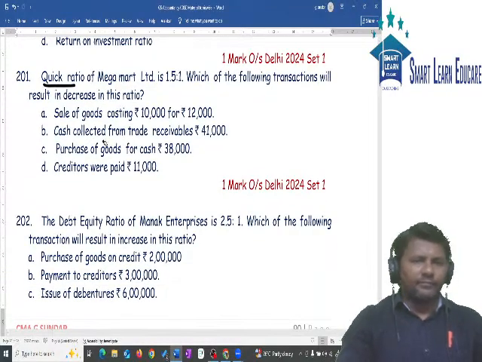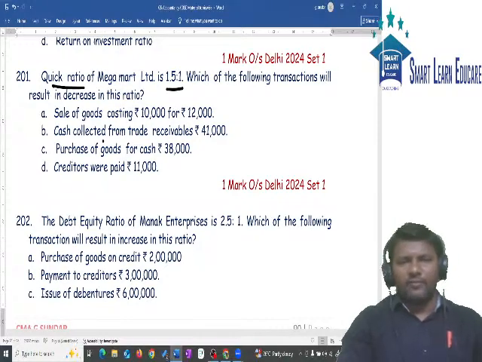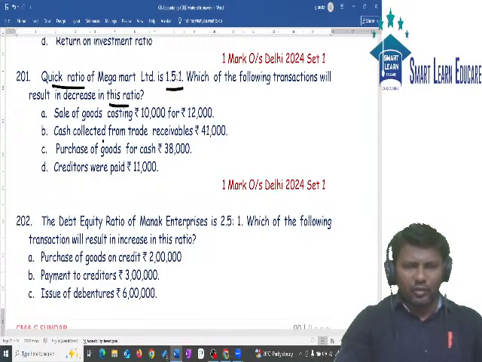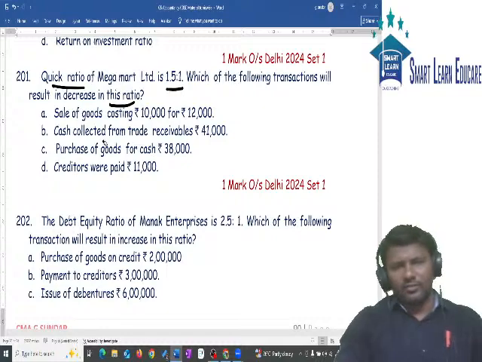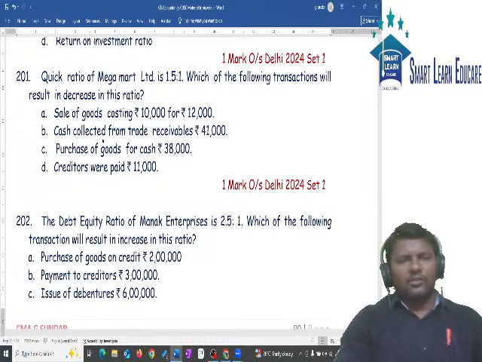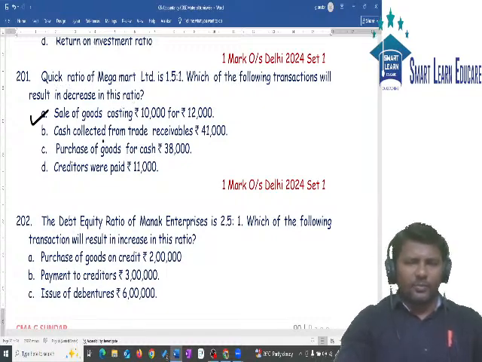Quick ratio of Megamart is given as 1.5 is to 1. Which of the following transactions results in a decrease in this ratio? When this ratio will decrease, you need to find out. Okay, first one: sold goods costing rupees 10,000 for 12,000.